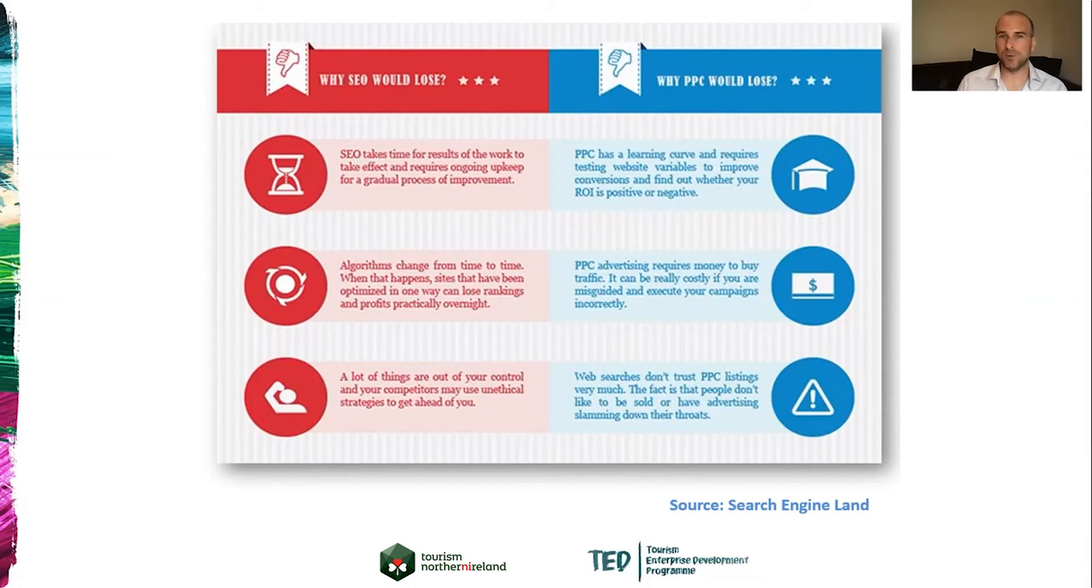But they tend to either have somebody that is an expert in search engine optimization, or they're building up a good level of knowledge and practice on doing SEO well themselves. And in terms of why some people say that pay-per-click would lose in that battle, saying that pay-per-click also is a learning curve and requires testing website variables, and also requires money to buy traffic, which can be costly if, again, you don't know what you're doing and you're not knowledgeable about how pay-per-click works, I would recommend in this area of getting somebody expert or capable in to run it for you.